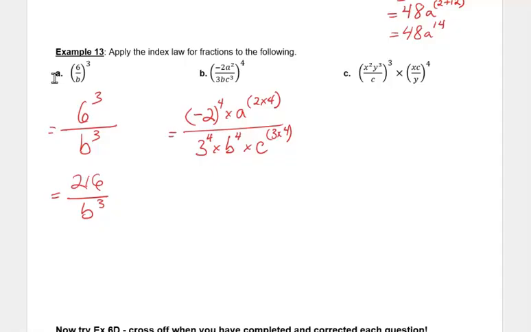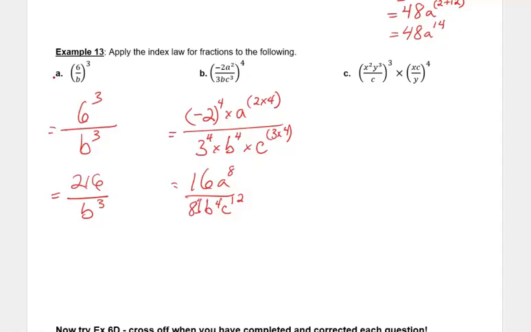Are you actually kidding me? All right, keep going. Don't give up. So negative 2 to the power of 4: negative 2 times negative 2 is positive, positive times negative is negative, negative times negative 2 is positive, so we end up with a positive 16 again. And a to the power of 2 times 4 is a to the power of 8. And we divide that by 3 to the power of 4, which is 81. And we stick with b to the power of 4, and then c to the power of 12. Can we do any canceling in there? No, we can't. Amazing. Wow.